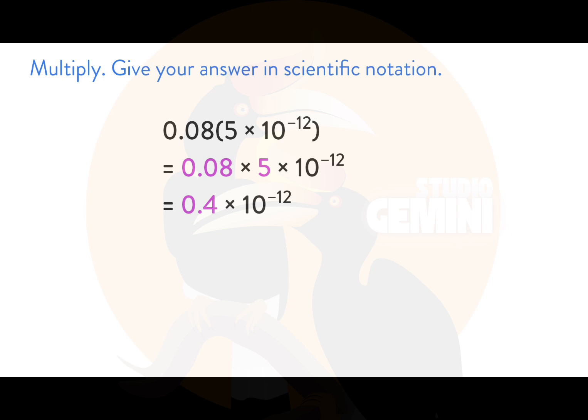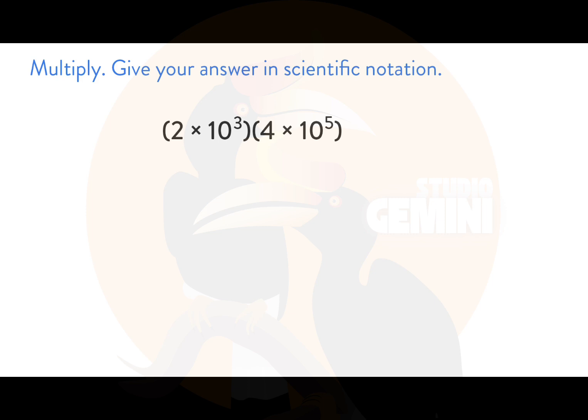So what do we do? Let's move the decimal place 1 to the right to make this 4 instead of 0.4. Since we made the first factor larger by moving the decimal point 1 place to the right, we need to make the exponent of our power 1 smaller so that our number doesn't change. So our answer is 4 times 10 to the power of negative 13.